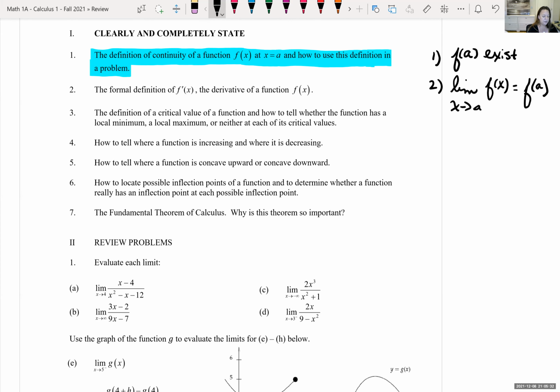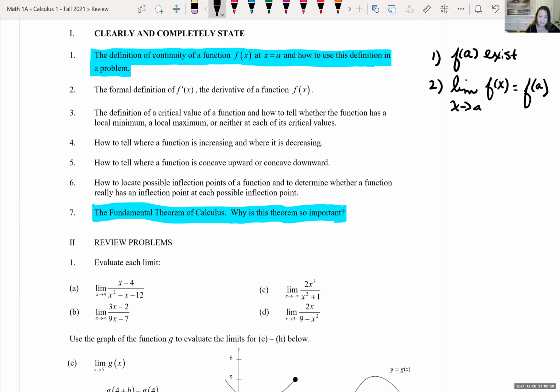So I put these out here and students had looked at them. And the next question was looking at the fundamental theorem of calculus. Why is this important? Why is this theorem so important? Well, there were two parts for the fundamental theorem of calculus.